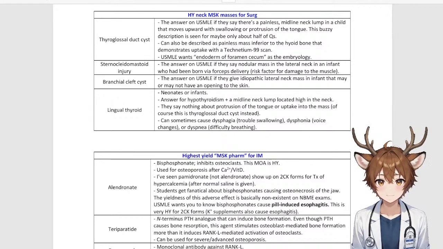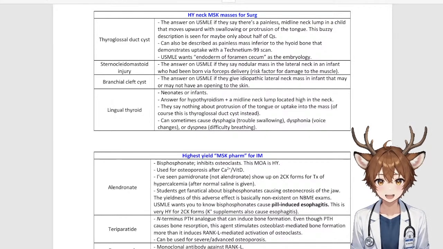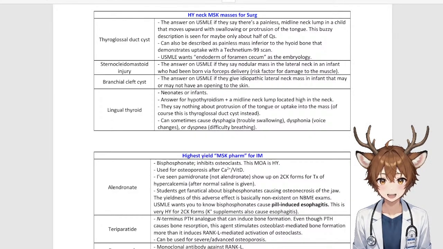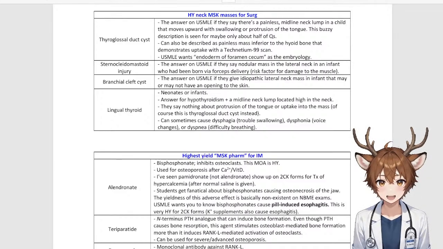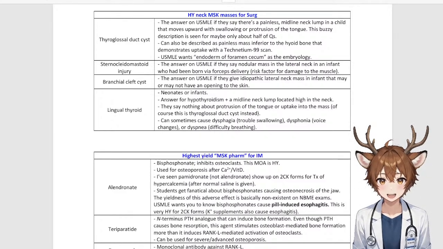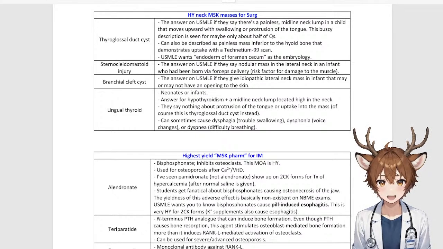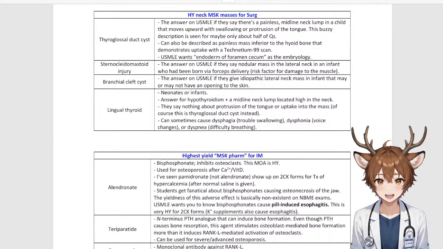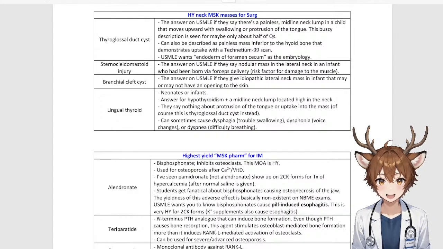Okay. Can also be described as a painless mass inferior to the hyoid bone that demonstrates uptake with a technetium 99 scan. USMLE wants endoderm of foramen cecum as the embryology. Again, that's endoderm of foramen cecum for thyroglossal duct cyst. Very roundabout way of talking about it, but okay. Endoderm of foramen cecum. Hopefully I remember that if it comes up.